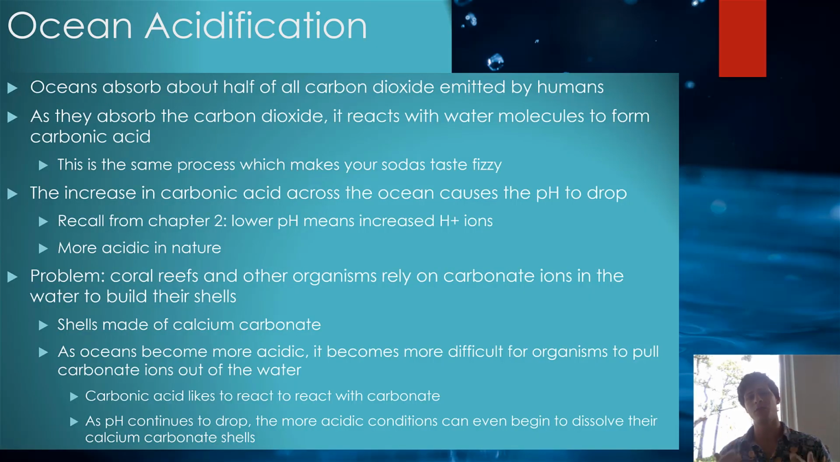Finally, a form of pollution that is very indirect is ocean acidification. We talked about this a little bit when we were talking about the adverse reactions to coral reef ecosystems. Essentially, oceans absorb about half of all carbon dioxide emitted by humans. So half of it is going into our atmosphere, half of it is being readily absorbed by our world's oceans.